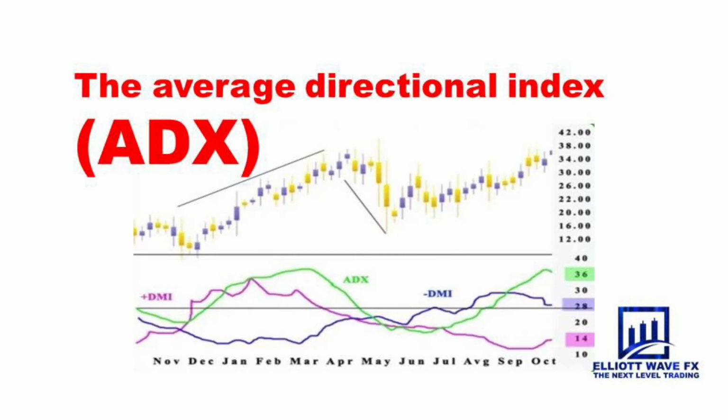The Average Directional Index, ADX. The Average Directional Index, ADX, measures trend strength and ranges from 0 to 100, with readings above 25 indicating a strong trend. ADX is non-directional, so it indicates trend strength without clarifying whether prices are moving up or down.